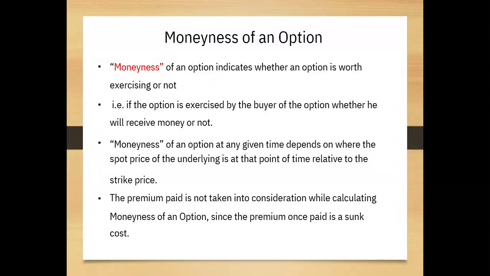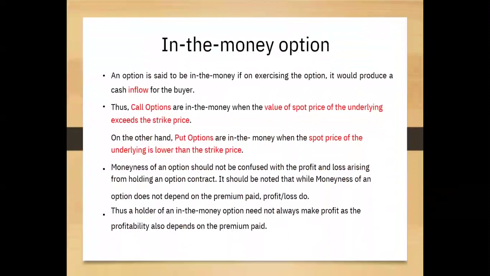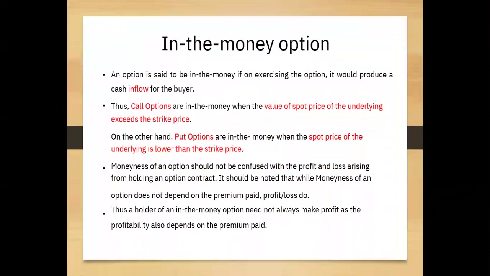The premium paid is not taken into consideration while calculating moneyness of the option, since the premium once paid is a sunk cost. You can't recover it. Here, there are three types: in the money, out of the money, and at the money option. In the money means that exercising the option would produce cash flows for the buyer.